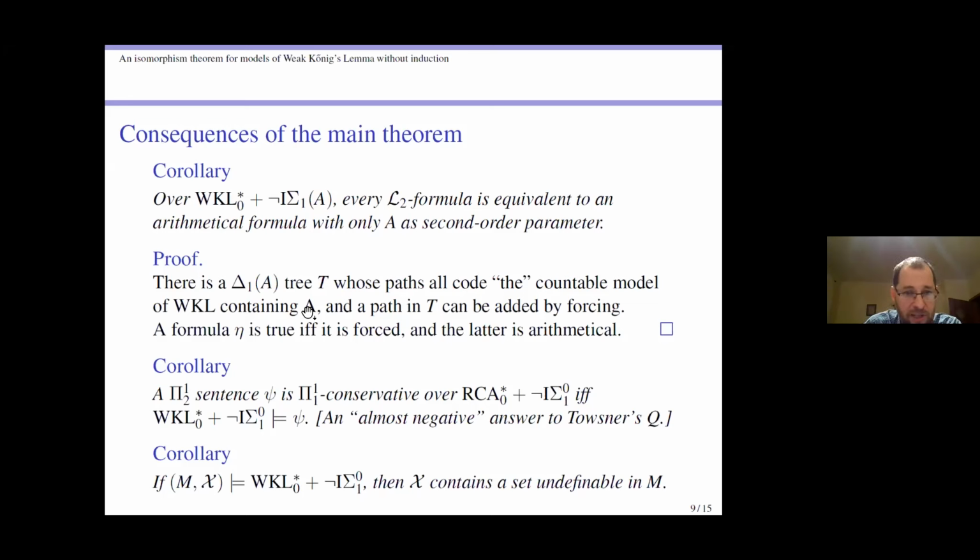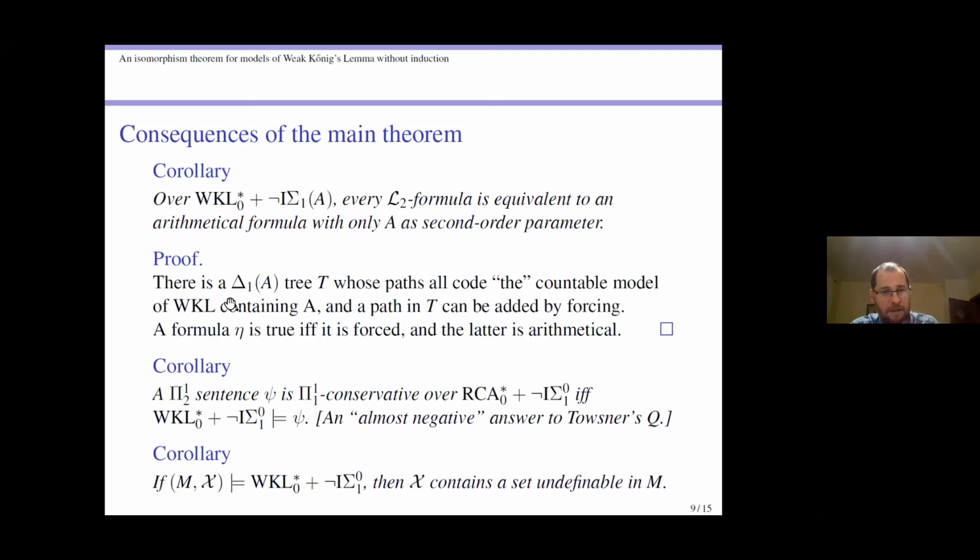There is a standard arithmetically definable forcing notion that adds paths to this tree. And you can check that any second order formula eta will be true in a model of weak Kőnig's lemma if and only if it's forced to be true in this forcing notion. And describing this is always going to be arithmetical. So that's how you get this collapse of the analytic to the arithmetical hierarchy.